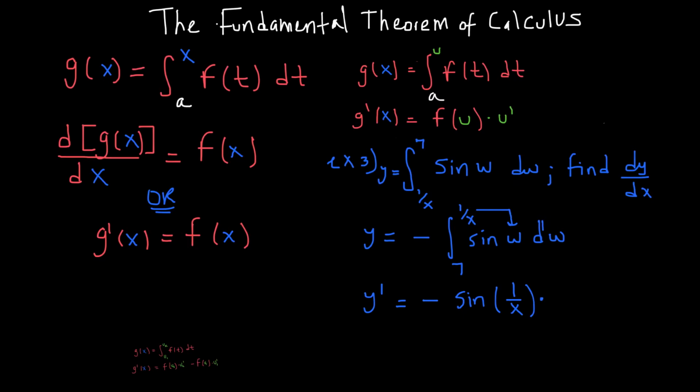How do you take the derivative of 1 over x? You can do the quotient rule, or rewrite it as x to the negative 1 and do the power rule. But I've memorized this one because I've told you so many times that they like 1 over x. It is negative 1 over x squared. That's what the theorem says to do: replace t with u and then times u prime. Replace w with the function of x and then times the derivative of that function of x.